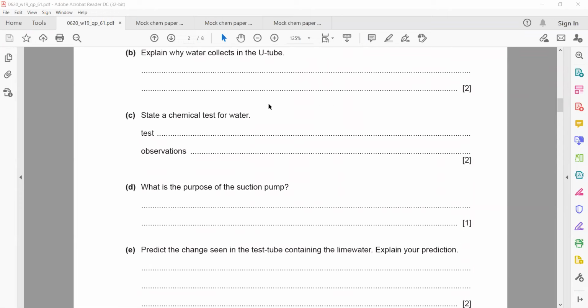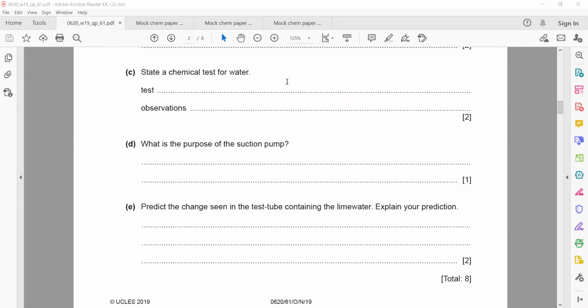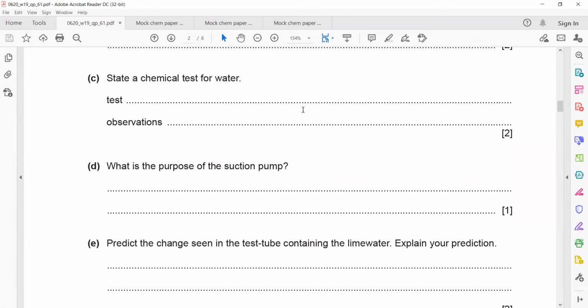State a chemical test for water. How can we check the presence of the water? We can use cobalt chloride or we can use copper sulfate. If we are using cobalt chloride, what is the observation? Anhydrous cobalt chloride will turn from blue to pink. So not only cobalt chloride you will mention, you should use the term anhydrous: cobalt chloride paper or anhydrous.